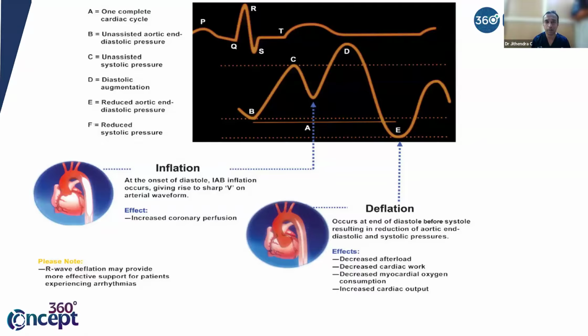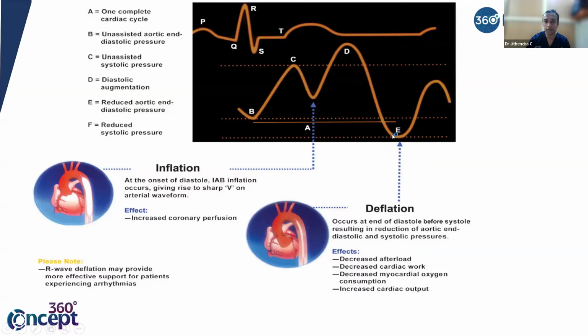So what is A? A is one complete cardiac cycle, from the time of deflation to the time of inflation, up to the point E. From B to E is one complete cardiac cycle, where the augmentation has happened. B is your unassisted end diastolic pressure. Before your balloon gets inflated, you get the previous waveform, and the base diastolic pressure is your unassisted end diastolic pressure. The subsequent one which comes at E is your assisted end diastolic pressure.